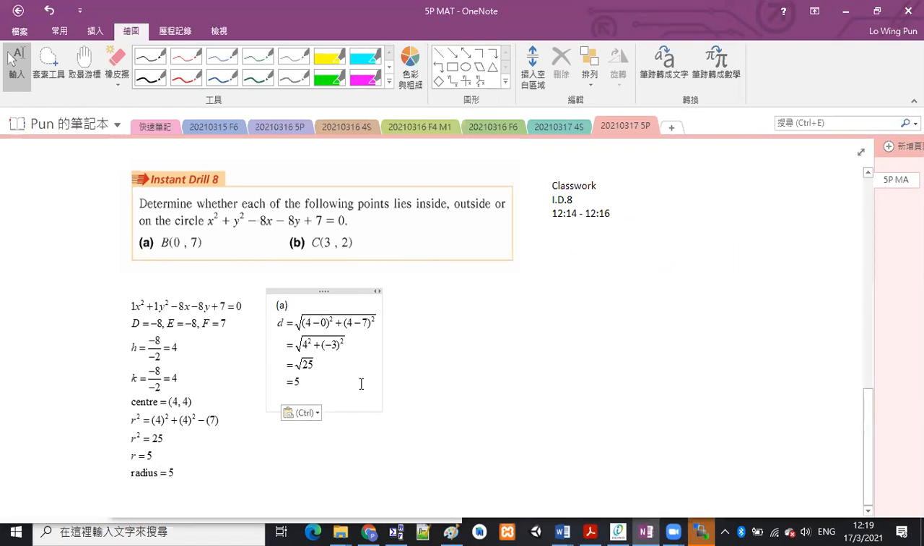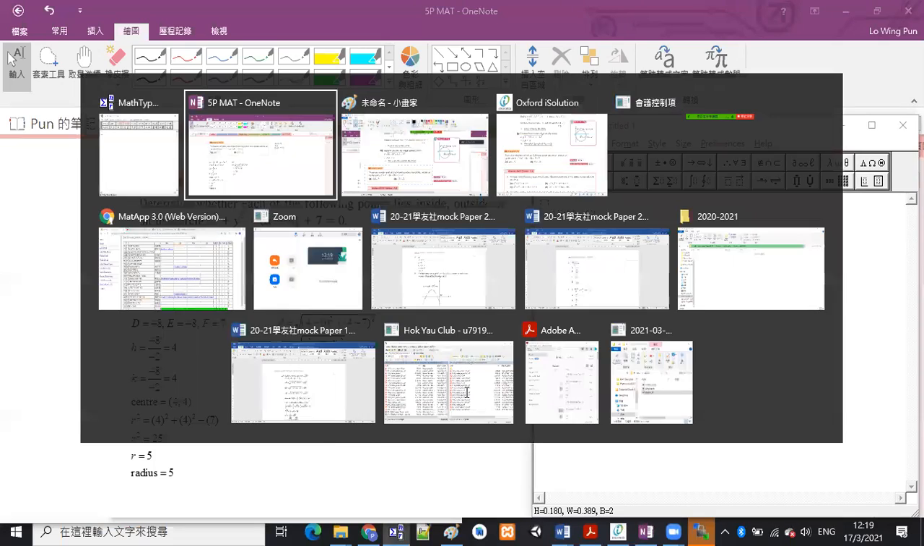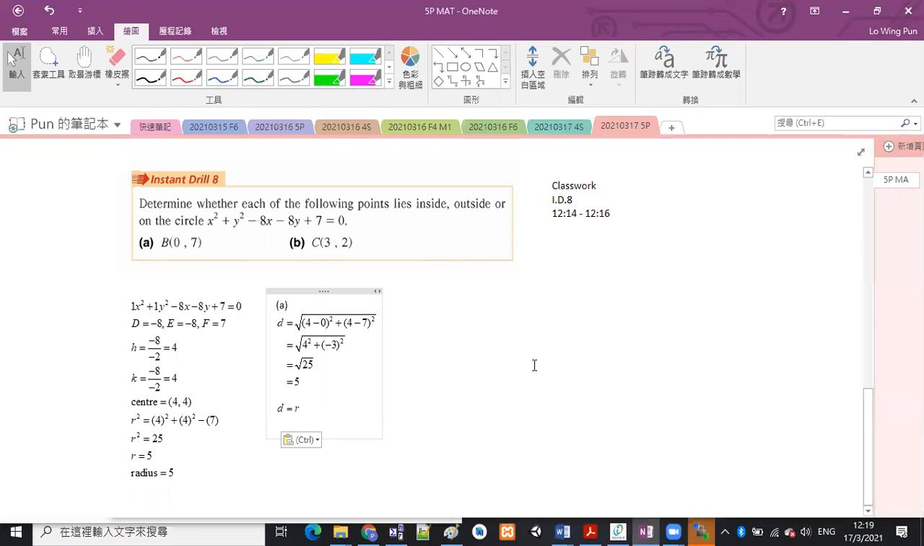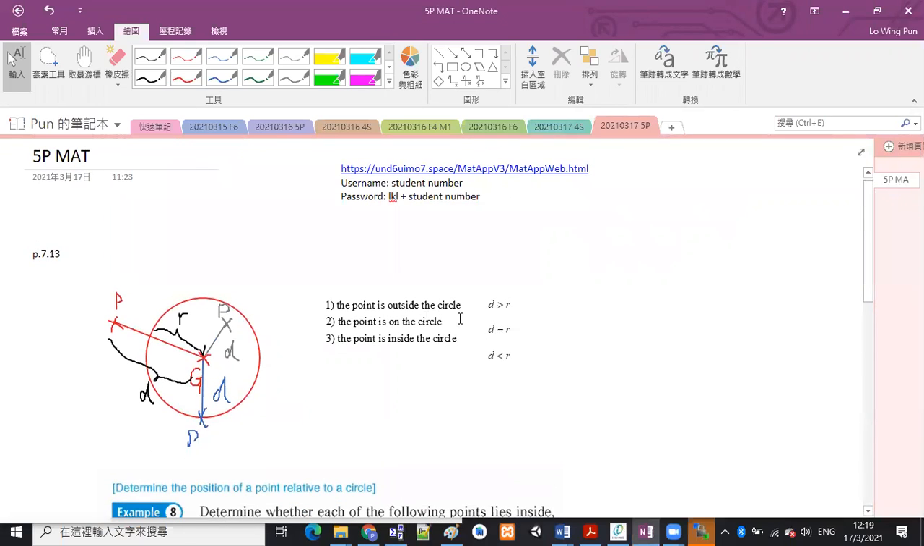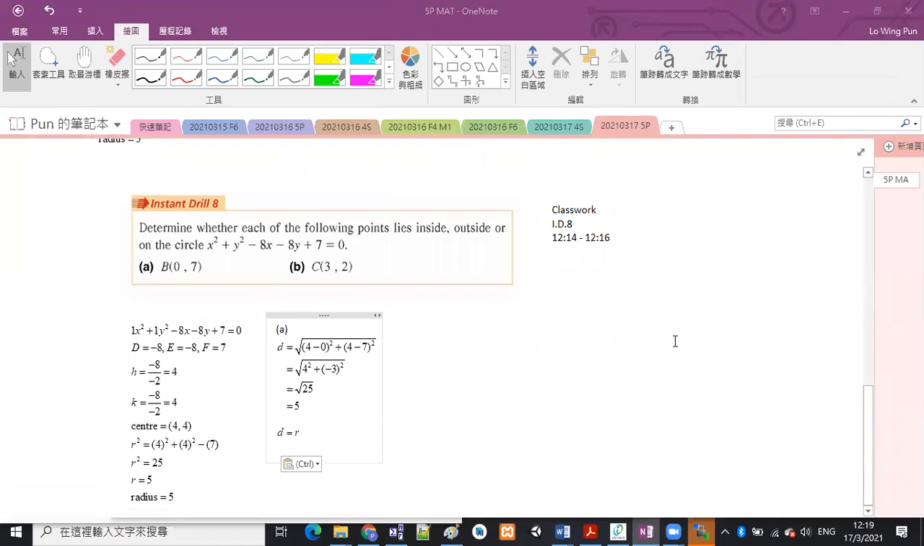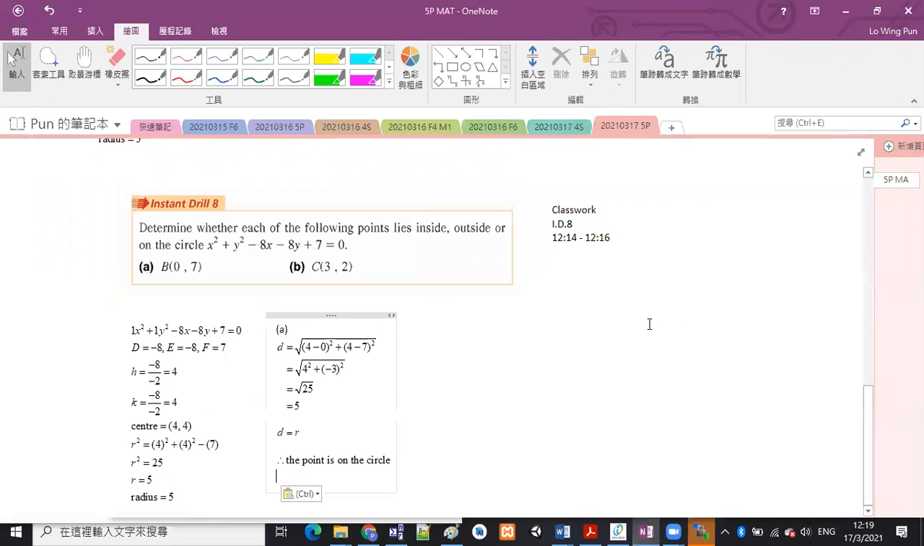But the radius is also equal to 5. So you have to say this: d is equal to r. The distance is equal to the radius, which means that it should belong to case 2. Case 2 means the point is on the circle. Okay, just write down the conclusion. Therefore, the point is on the circle. So that is the answer of part A. Is that okay?